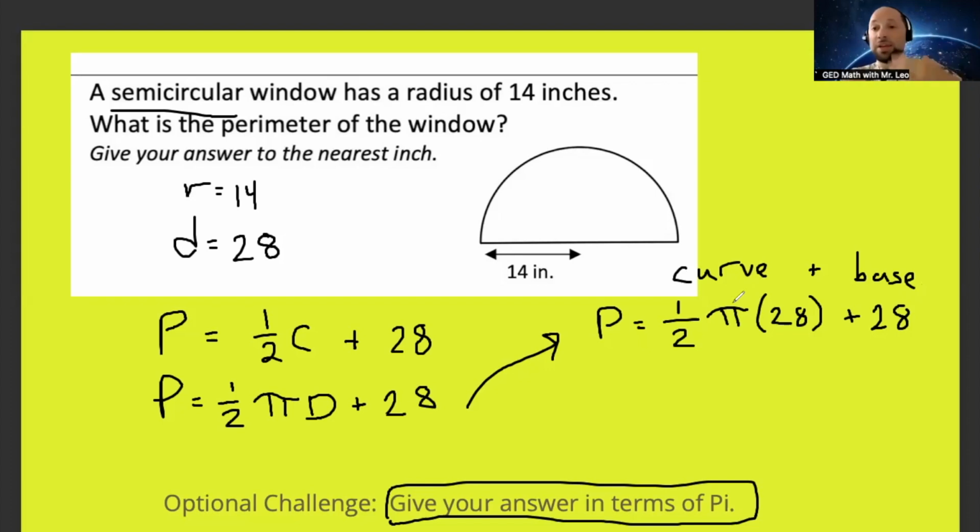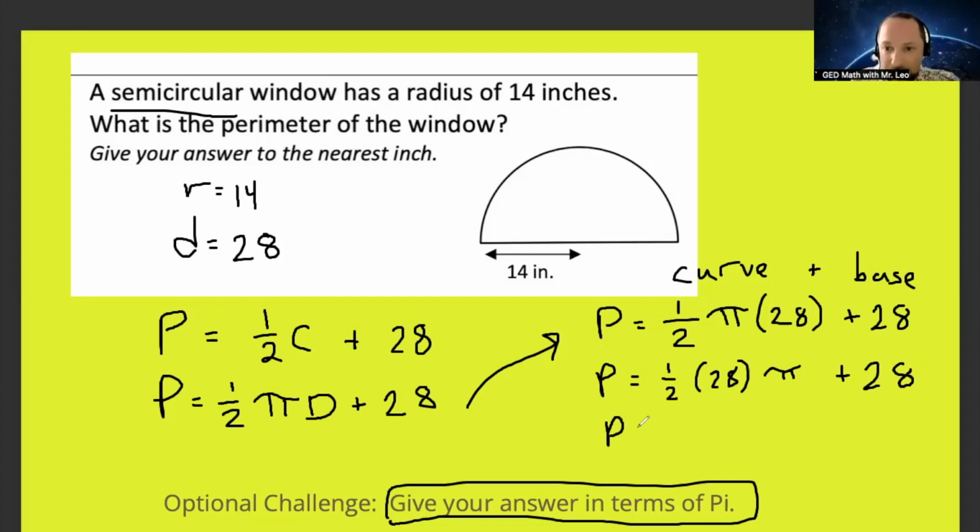So here we go. In terms of pi, I've got this expression here. Basically, you just want to move the pi to the back of this term. So it's actually going to be 1/2 times 28 times pi. And I'm just going to keep on bringing that base down at the end. We could have just done this at the end, but I'm going to keep it nice and complete.